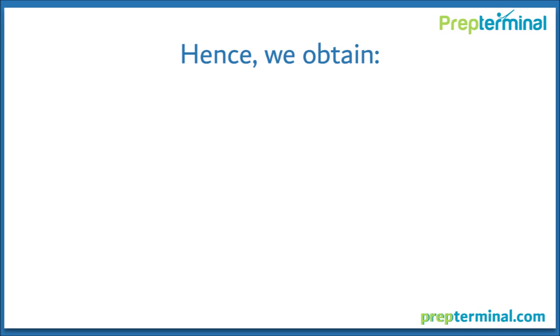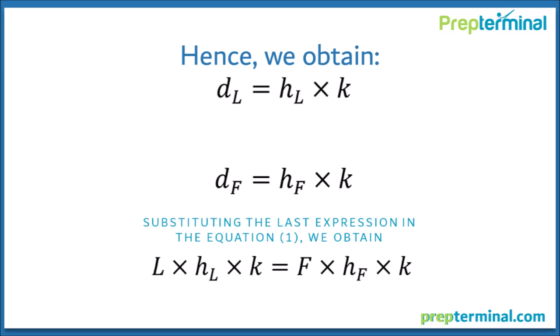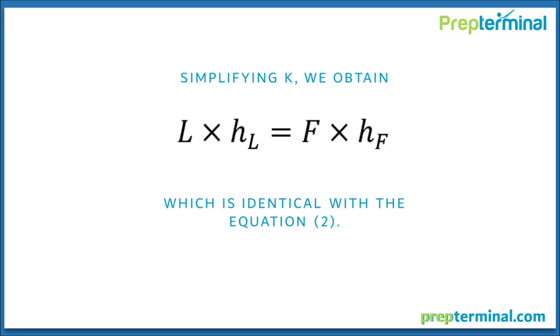Hence, we obtain DL equals HL times K and DF equals HF times K. Substituting the last expression in equation 1, we obtain L times HL times K equals F times HF times K. Simplifying K, we obtain L times HL equals F times HF, which is identical with equation 2.